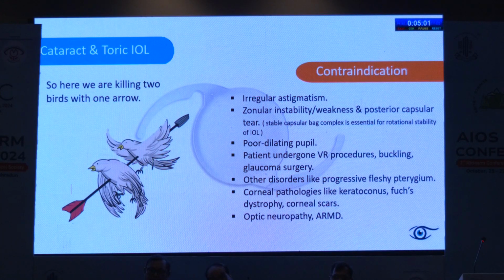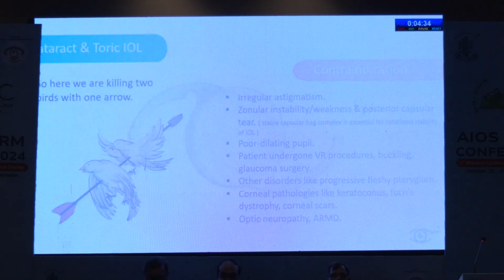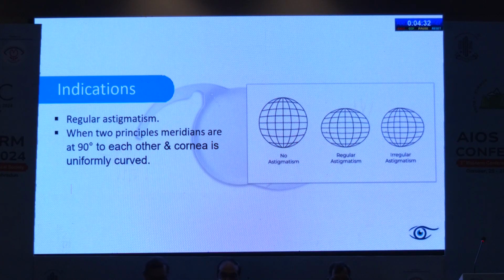Patients with progressive fleshy pterygiums need to be operated first, and then we can wait for 6 to 8 weeks to go in for a cataract with toric. And now the other contraindications: keratoconus, Fuchs dystrophy, corneal scars. Also, we need to give some time to the patient and see him on the slit lamp for a while to rule out dry eyes, any ocular surface disorders, and other meibomian gland disorders too. So the indication is regular astigmatism, where the two principal meridians are 90 degrees to each other and the cornea is uniform.